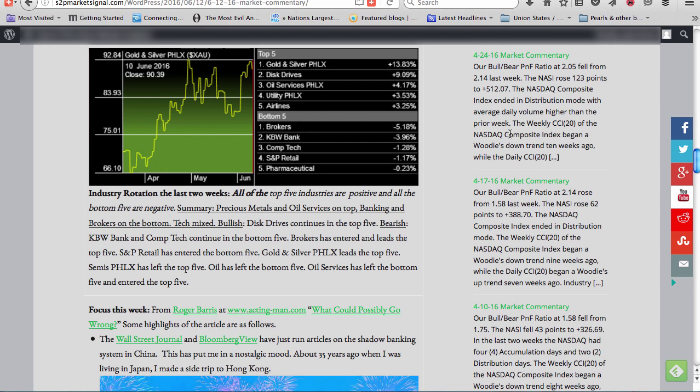Gold and silver leads the top 5. Semis has left the top 5. Oil has left the bottom 5.